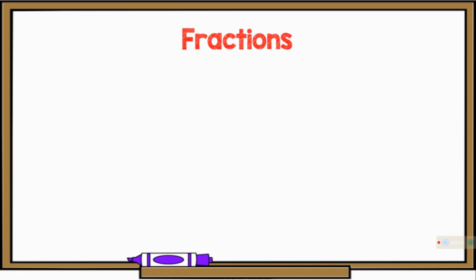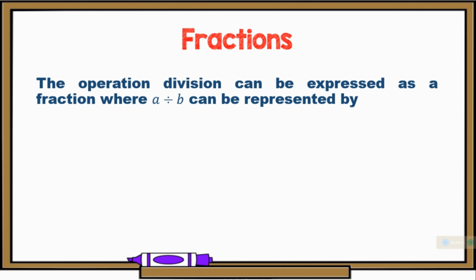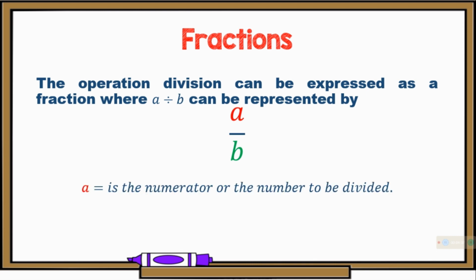Let's have a quick review. The operation division can be expressed as a fraction where a divided by b can be represented by a over b, where a is the numerator or the number to be divided and b is the denominator or the divisor.